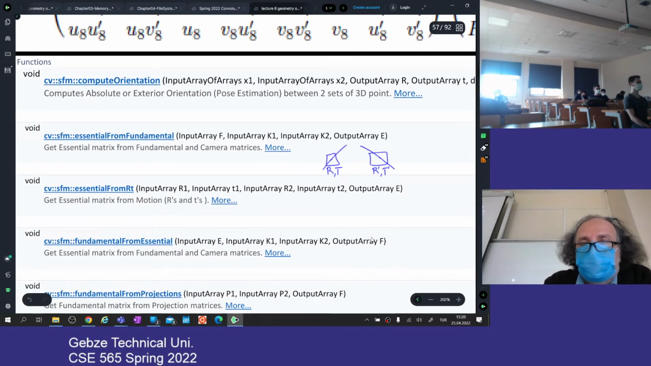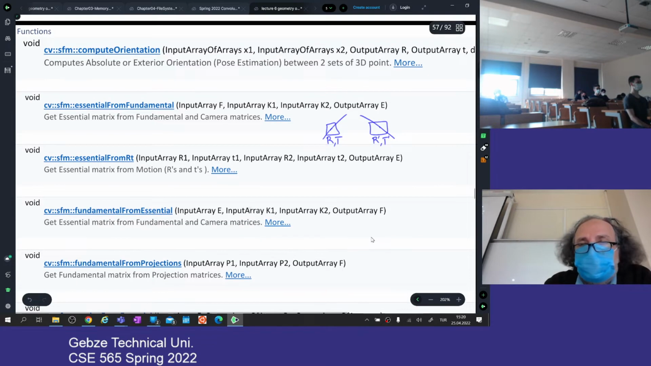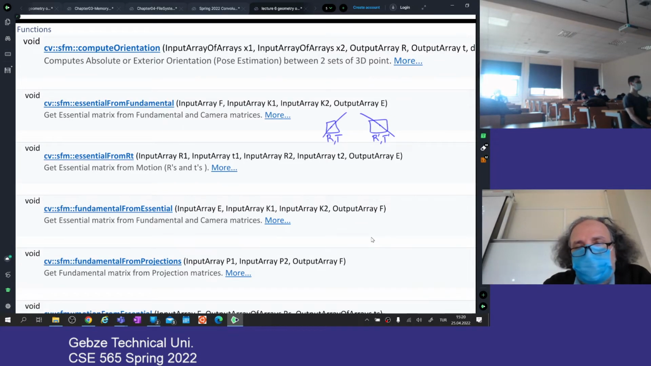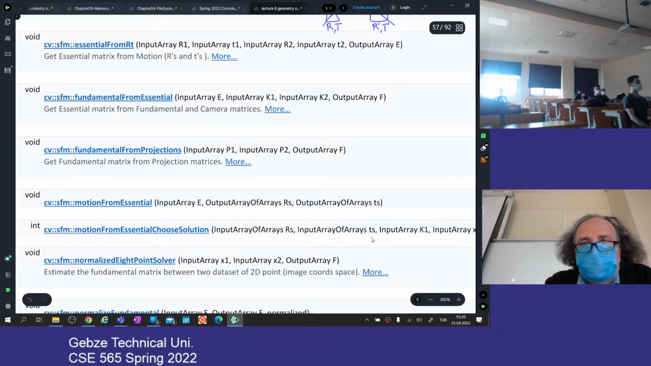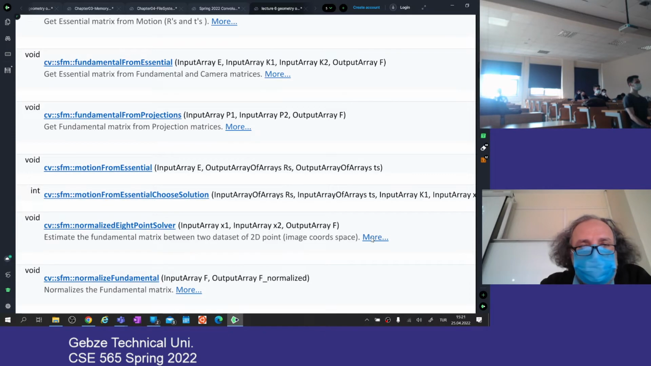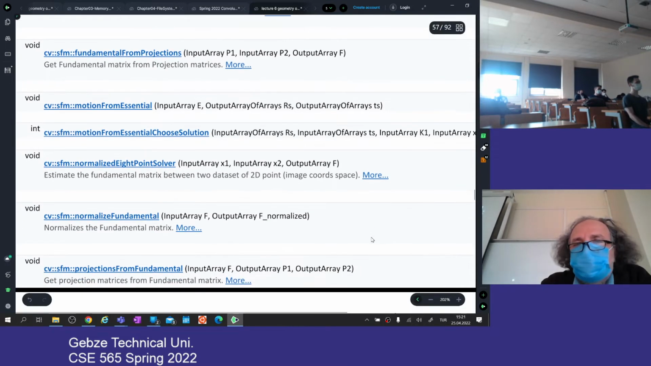Okay? They can calculate this. That's nice. If you have the essential matrix, and if you give me your two intrinsic parameters, I can calculate the fundamental matrix that way. That's the second one, calculation of the fundamental matrix. And if you have the fundamental matrix, I can give you the essential matrix. Fundamental from projections: if you have two projections, left camera projection and right camera projection, I can calculate the fundamental. What else? Yeah, this one is good.